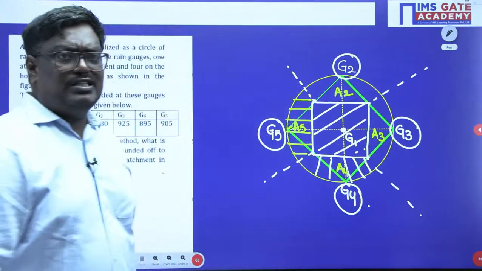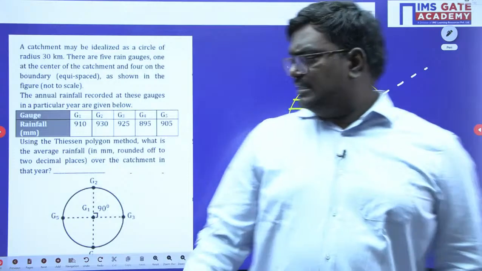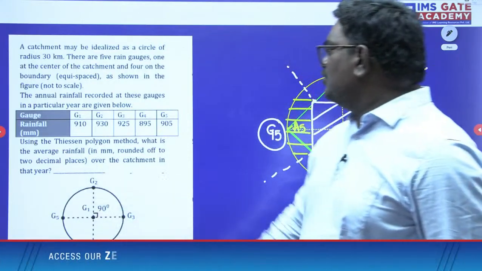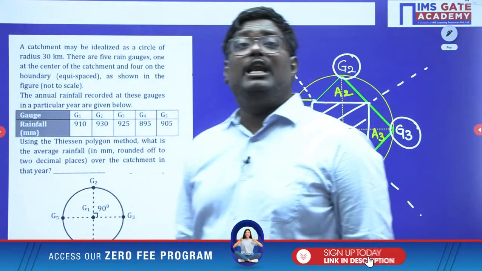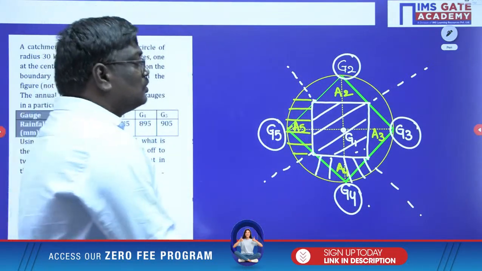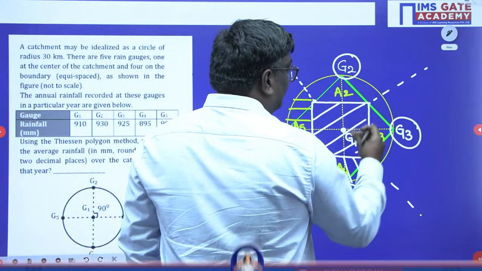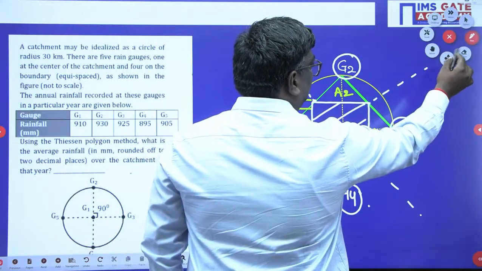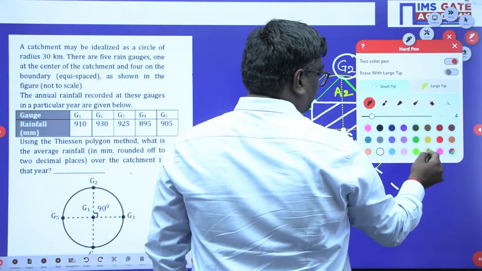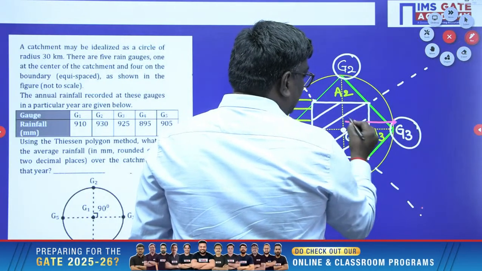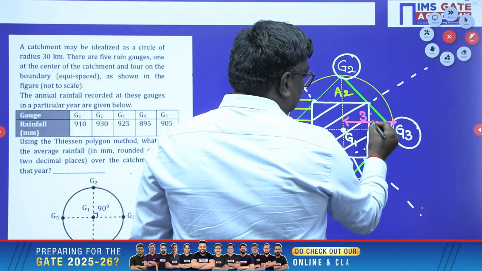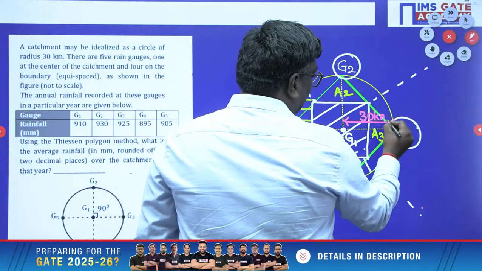Now students, what they have told you is that it is a circle. What is the radius? The radius is 30 kilometers. If you observe the radius here, this radius is equal to 30 kilometers. Agree?